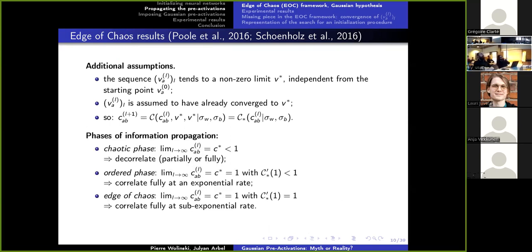But at the end, we have a simple recurrence equation with a function C star, and we can distinguish three phases of information propagation: a chaotic phase where the inputs tend to decorrelate, an ordered phase where the correlations tend to 1 at an exponential rate, and the edge of chaos, which is an intermediary phase between the two, where the correlations between two inputs tend to 1, but at a sub-exponential rate. So all that can be computed only by using the function C star. That has been obtained because we have done two main approximations. And then we just have to tune sigma W and sigma B such that the neural network lies in the edge of chaos phase.